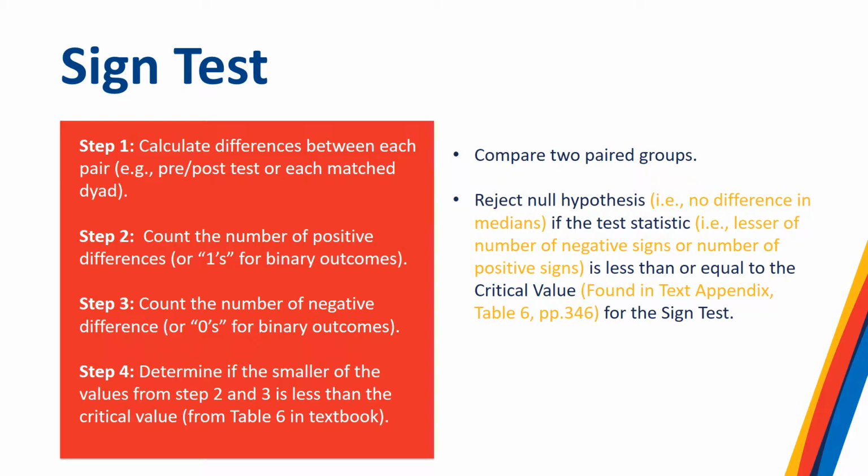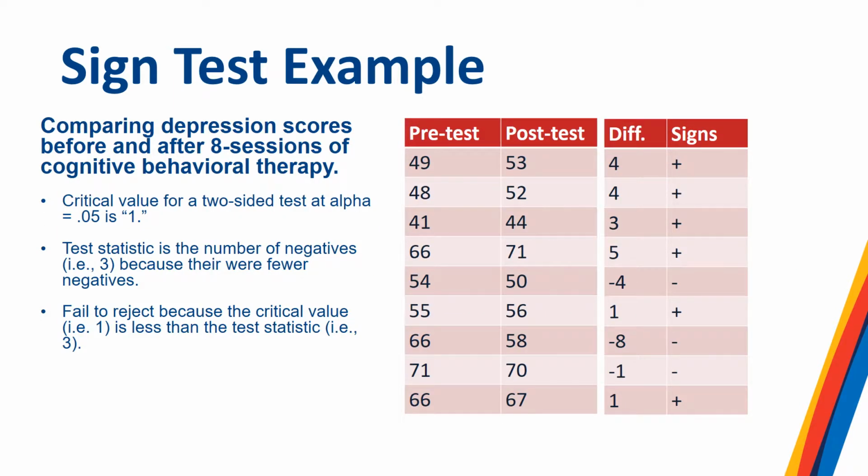On slide 9, you can imagine that we're comparing depression scores before and after 8 sessions of something like cognitive behavioral therapy, and we can calculate those differences. Remember, that's step 1, so 53 minus 49 is 4, and 52 minus 48 is 4, and 44 minus 41 is 3, and so on and so forth. And that's your differences. Then with those differences, you can see that, for example, the 5th one down there is 50 minus 54.